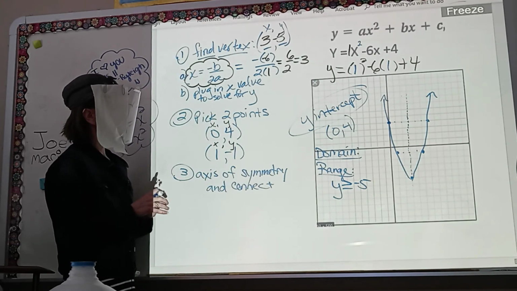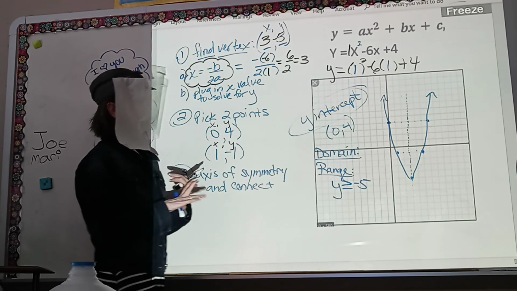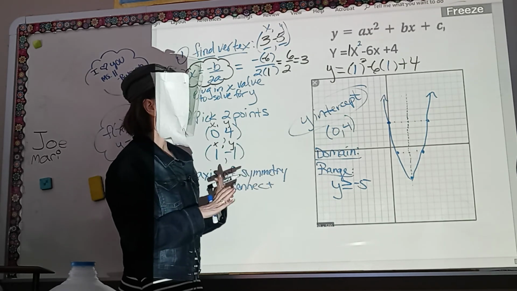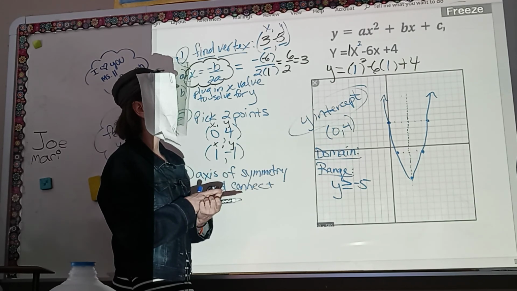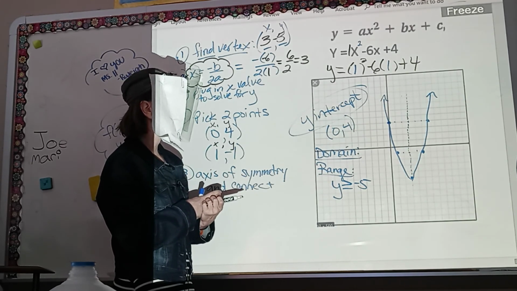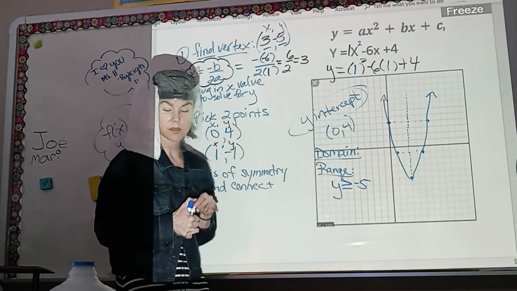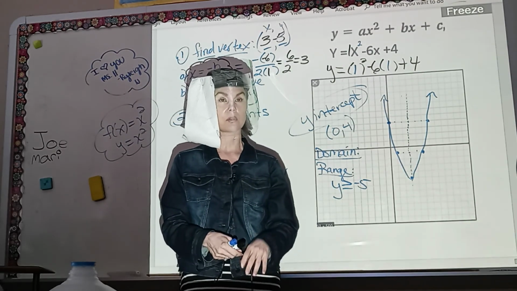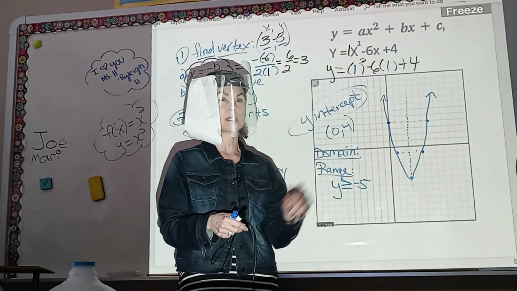Let me see if there's anything else I forgot to mention. Y-intercept, domain and range, axis of symmetry. It's positive. It's a minimum. That's all I can think of for now. So that's how you graph a parabola with those three easy steps.